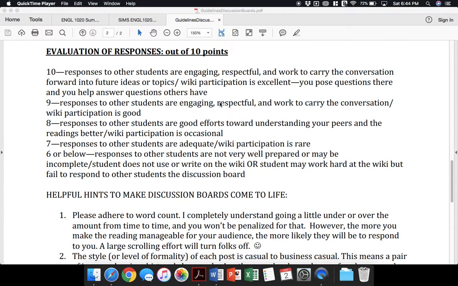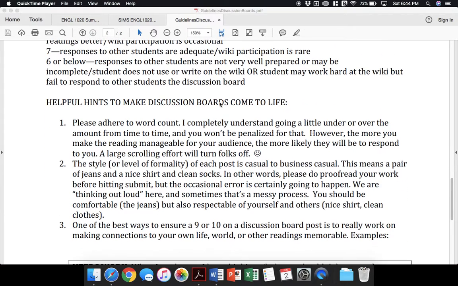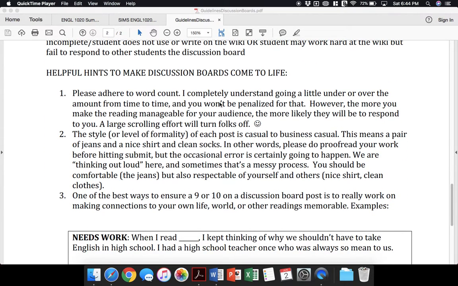Again, here's an evaluation of the responses to your peers. Some helpful hints. So please adhere to the word count. I completely understand going a little over or under the amount from time to time, and you won't be penalized for that. However, the more you make the reading manageable for your audience, other students in the class, the more likely they are to respond authentically to what you're saying. A large scrolling effort will turn folks off to reading what you're saying.